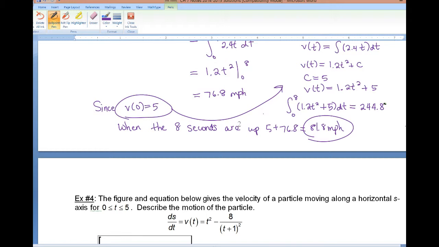Okay, now let's talk about units for a minute. This was miles. Did it go 244.8 miles? No, it did not go 244.8 miles in 8 seconds. When we integrated here, this was with respect to seconds, but we were working with miles, so we have to divide it. That would be 244.8 miles per second, unless you're a rocket.